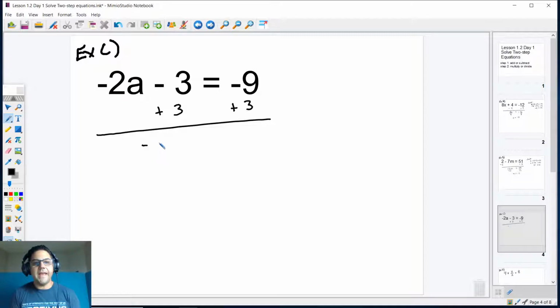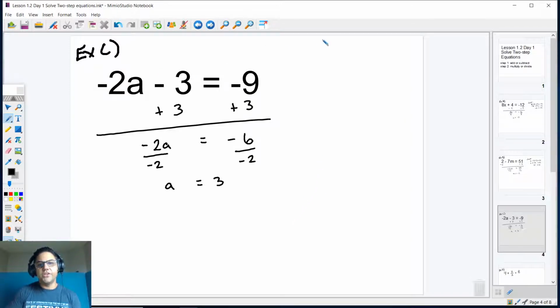All right, let's add 3 this time. So that gives me a negative 2a is equal to, well, negative 9 plus 3, different signs, subtract, gives me a 6. Take the sign of the greatest absolute value, so negative 6. When I divide by negative 2, excuse me, a is equal to 3.